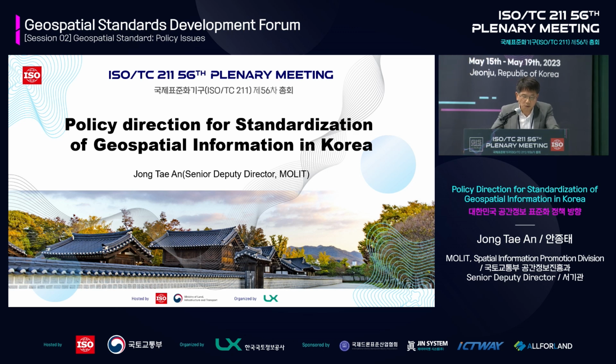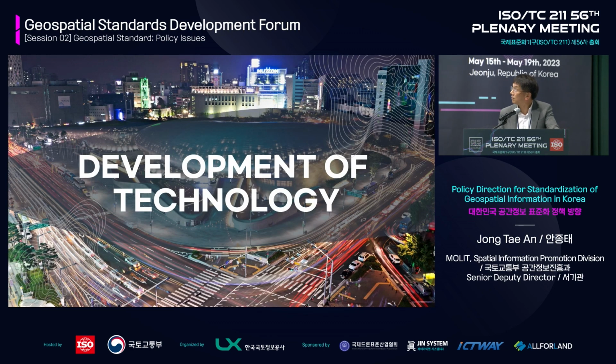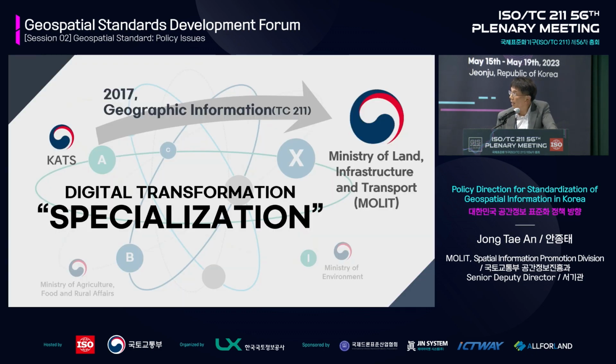Today I am here to talk about the policy direction for standardization of geospatial information in Korea, looking at the current status and the future going forward. As you know, with the fourth industrial revolution, digital twin, and artificial intelligence, we are witnessing great technological advancements. And these technological advancements brought on digital transformation and advancement of each industry sector.